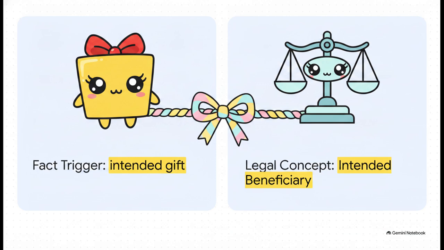Now notice how we physically tie the text together here. The fact trigger, that both Anne and Ritz intended this as a gift for Ben during contract formation, connects directly to the legal concept of Ben qualifying as an intended third-party beneficiary. This is fact anchoring and issue spotting in action.